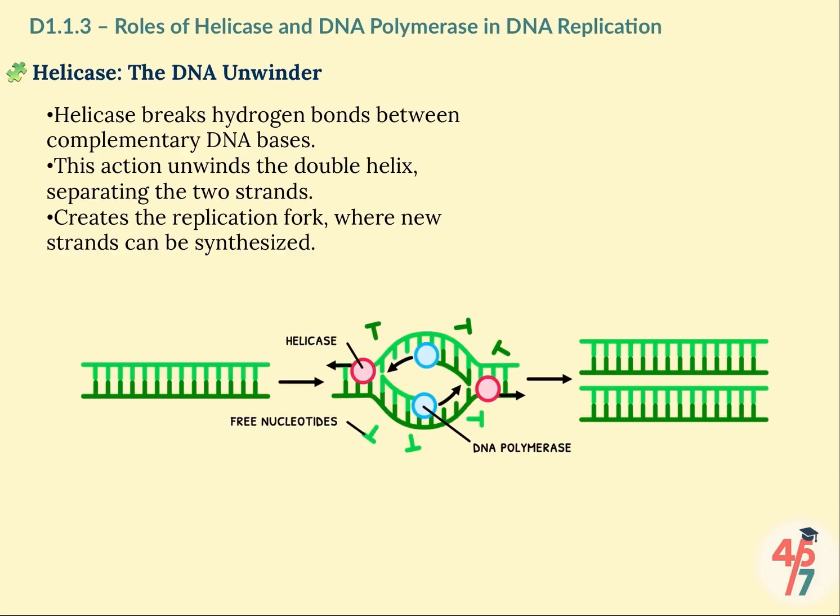And here let's talk about our enzymes. For the standard level, you focus on two main players, the helicase and the DNA polymerase. Think of the helicase as a zipper or a DNA unwinder, alright? It breaks the hydrogen bonds between the complementary DNA bases and unwinds the double helix. And this creates the replication fork where strands can be newly synthesized, as we see here.